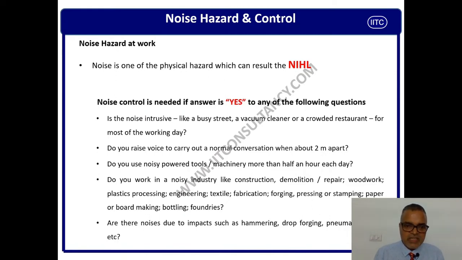Do you work in a noisy area like the construction industry, demolition, repair, woodwork, plastic processing, engineering, textile, fabrication, forging, pressing or stamping, paper or board making, bottling, foundries, or are you in the DG plant or compressor house or other plants? If the answer is yes, you need to put noise control. Is there noise due to impact such as hammering, drop forging, or pneumatic impact? If the answer is yes, you need to put noise control.